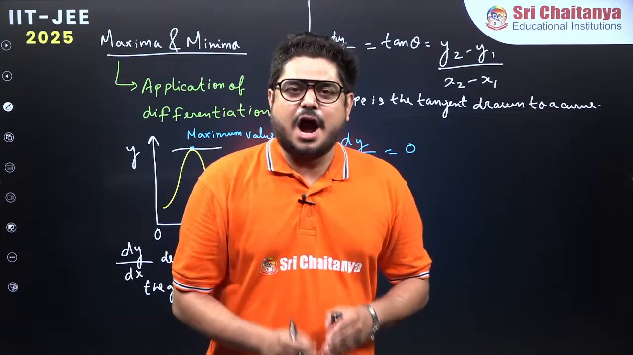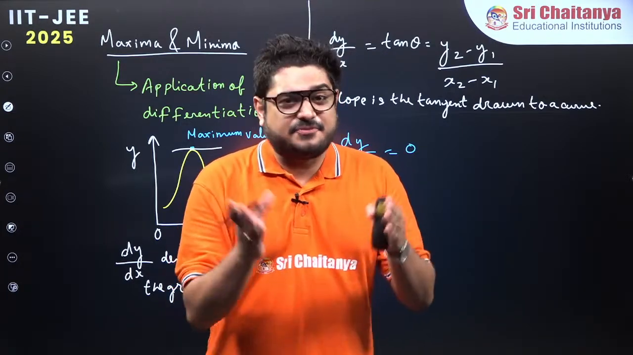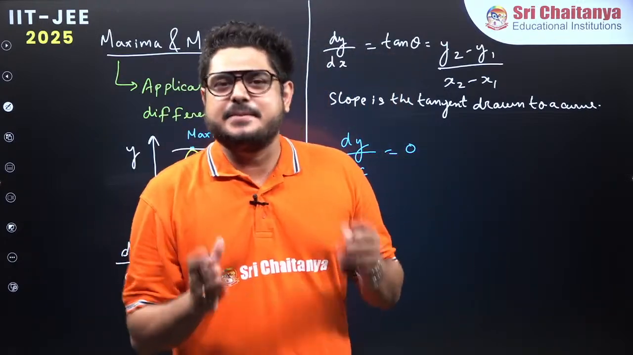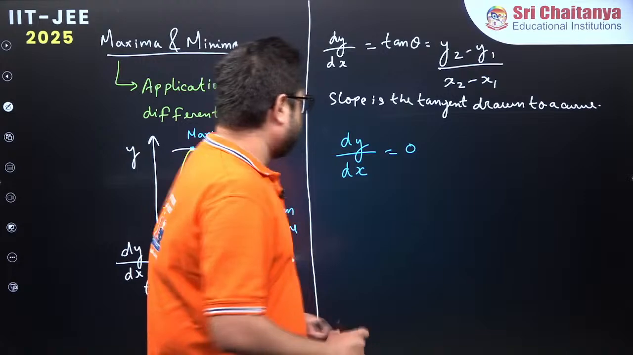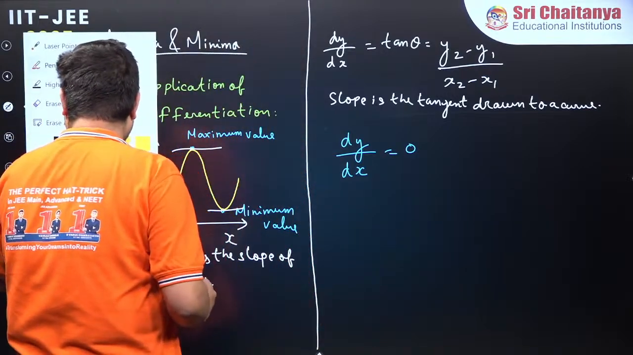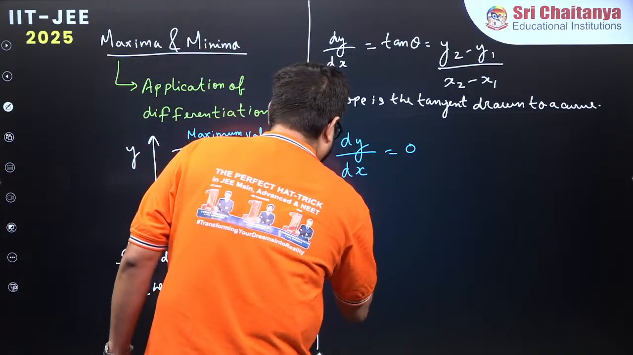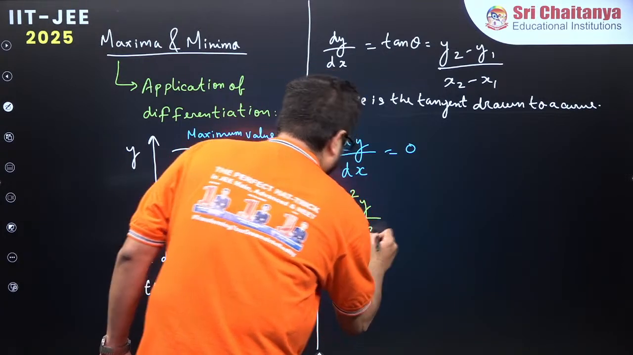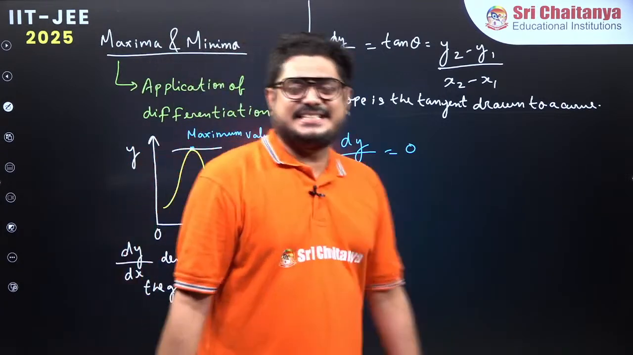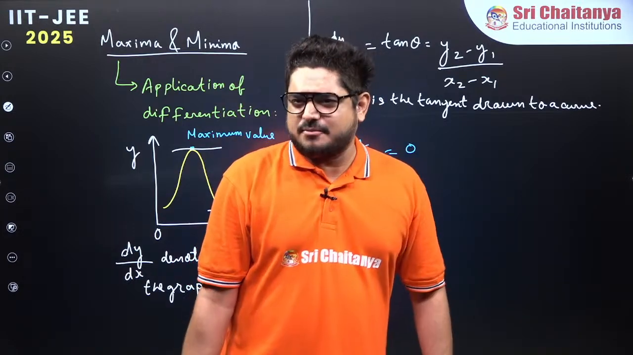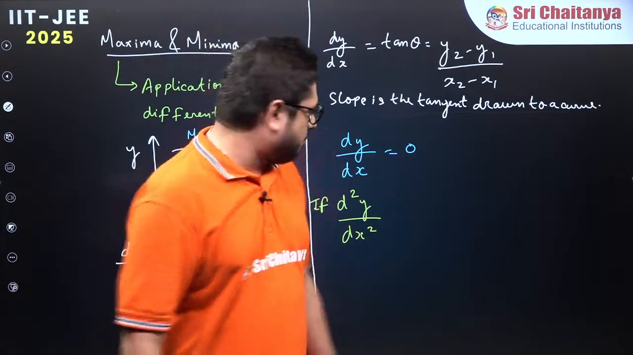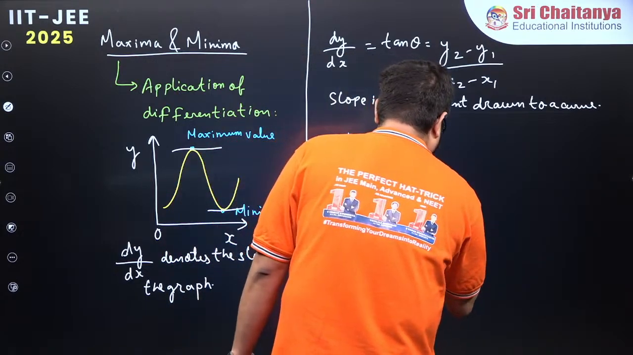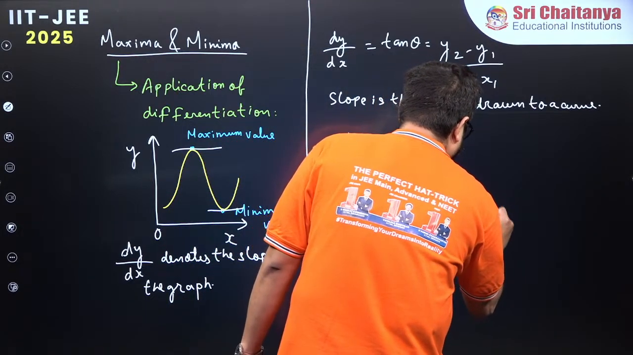But now, how to determine whether the function is going to be associated with a maximum value or a minimum value? So what needs to be done? You can note it down that if d2y by dx2, so now we are trying to find out the second derivative over here. If d2y by dx2 is greater than 0, then I can say we are going to be getting a minima.